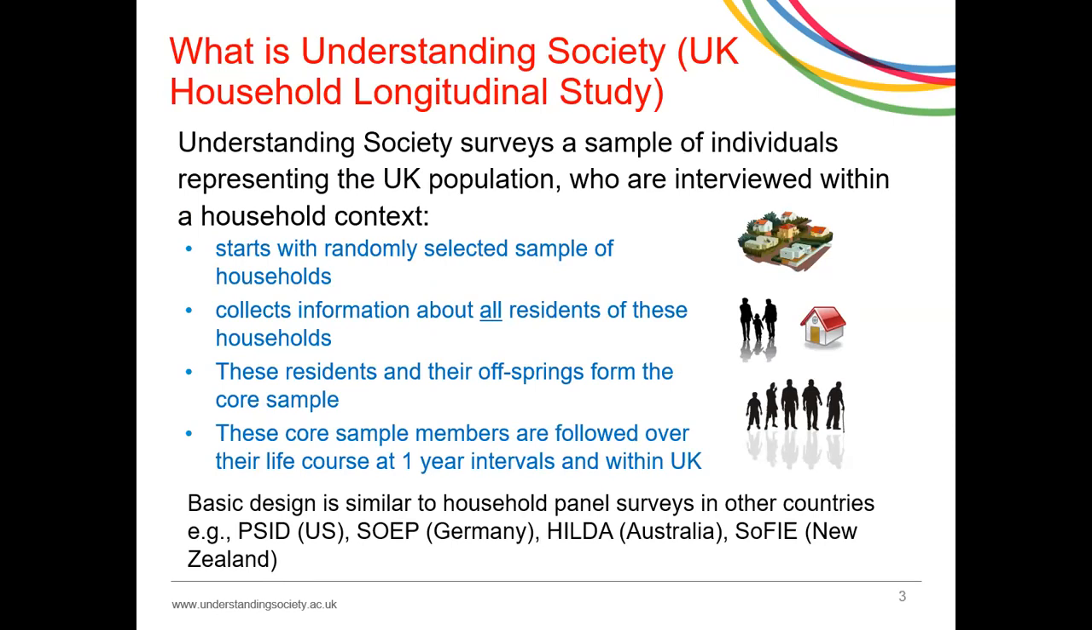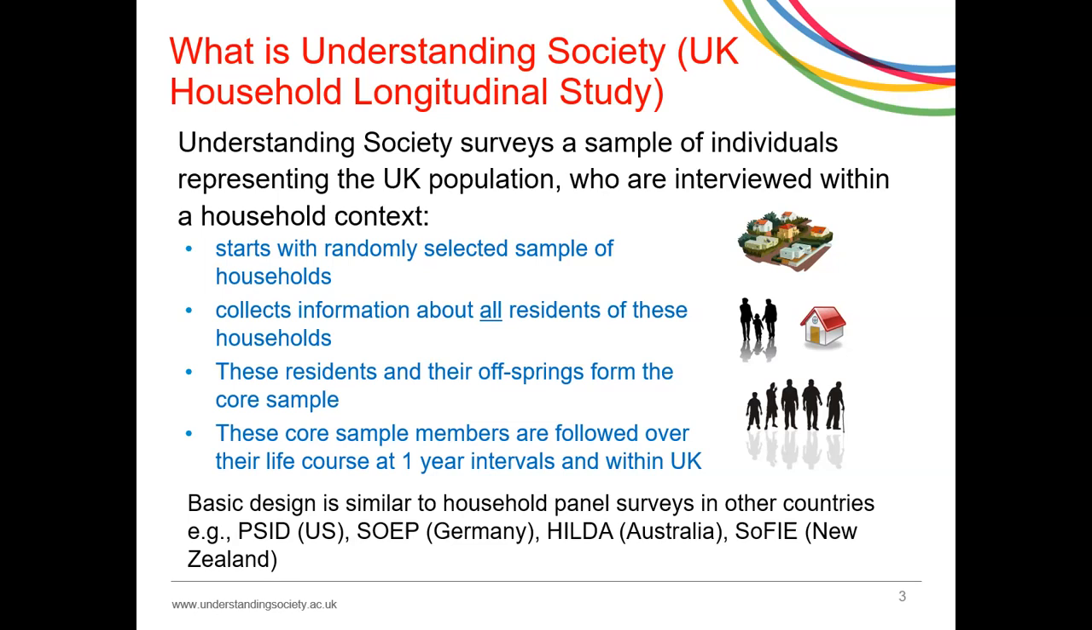So Understanding Society is the UK Household Longitudinal Study. It's a survey of individuals, and it's representative of the UK population. And we interview everybody in the household. So it's a household panel study. We randomly select households across the UK, and we collect information from everybody in the household. So that's adults and the children, and there's a core sample of participants, and we interview everybody annually.